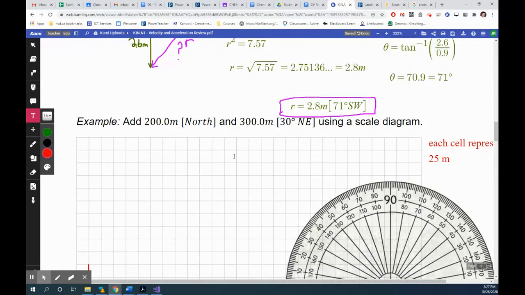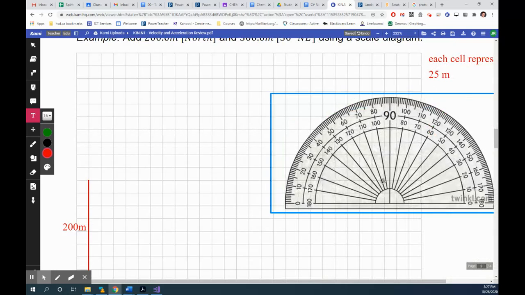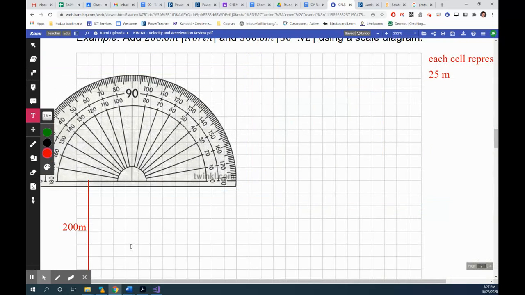And now I've got to draw 300 meters, 30 degrees north of east. Yikes. The way we got to do that is we line this up. Yikes, that's brutal.